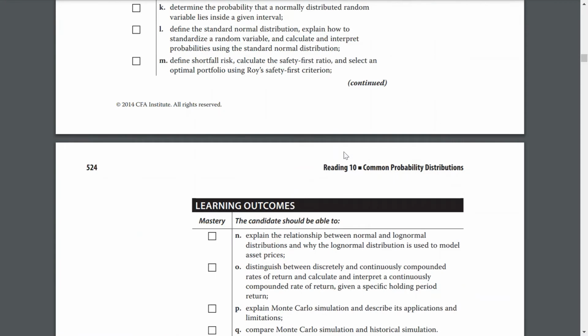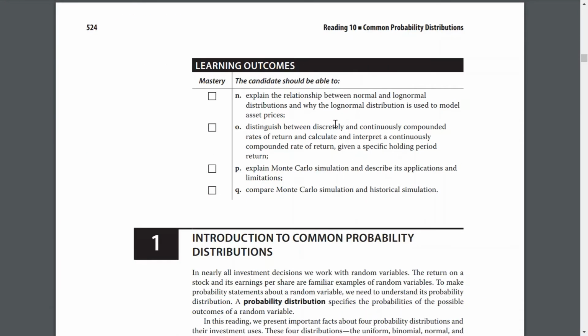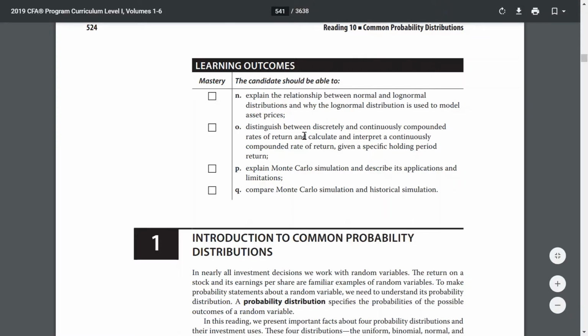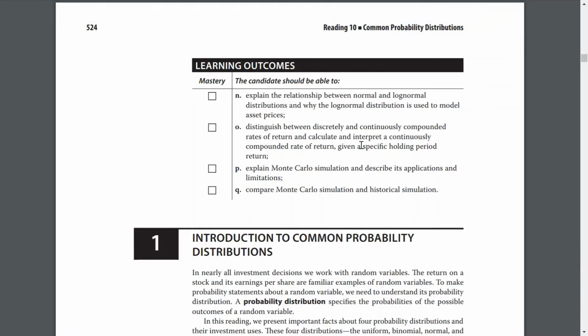Explain the relationship between normal and lognormal distributions and why the lognormal distribution is used to model asset prices. Distinguish between discretely and continuously compounded rates of return, and calculate and interpret a continuously compounded rate of return given specific holding period returns. Explain Monte Carlo simulation and describe its application and limitation. Compare Monte Carlo simulations to historical simulations.